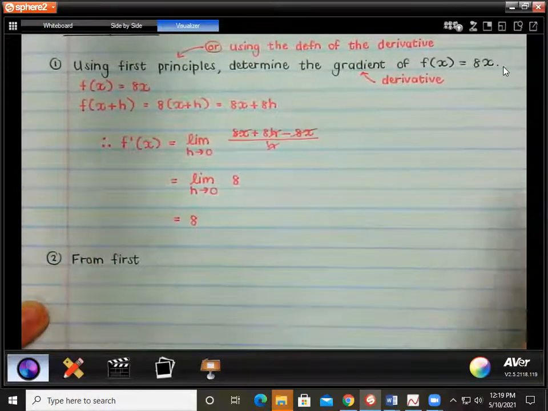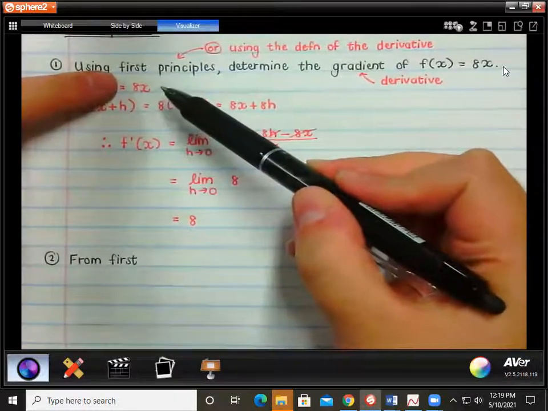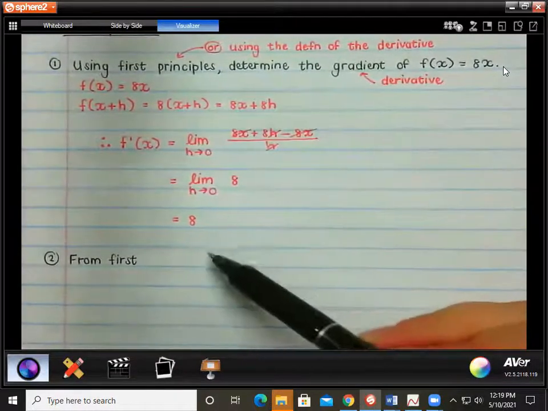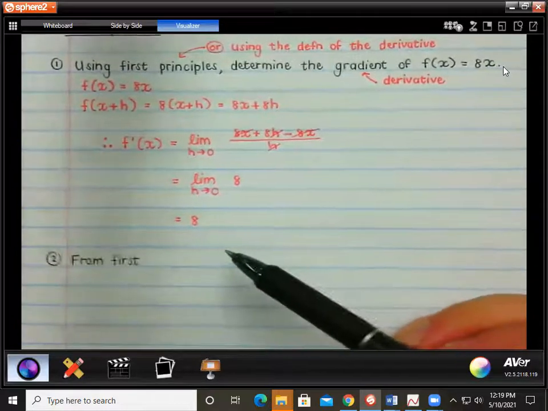Oh, guys, just quickly, sorry. We do know that the derivative of 8x is just 8. So we are supposed to just get 8 as our answer. Okay, so that's what you were saying, Paul. You can always do that checking afterwards.